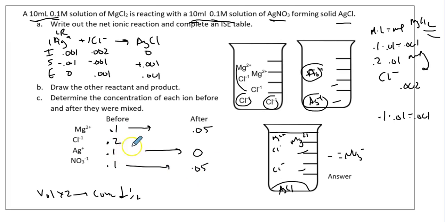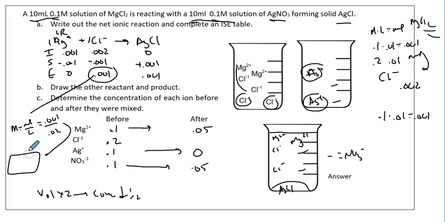Now you can do this in 2 ways. You can take your chloride, this is the number of moles of chloride left. Molarity equals moles per liter. Always can fall back to this. This is 0.001 divided by the new volume, which is 20 milliliters, 0.02. And this will give you the new concentration. That new concentration is 0.001 divided by 0.02, and it's 0.05.